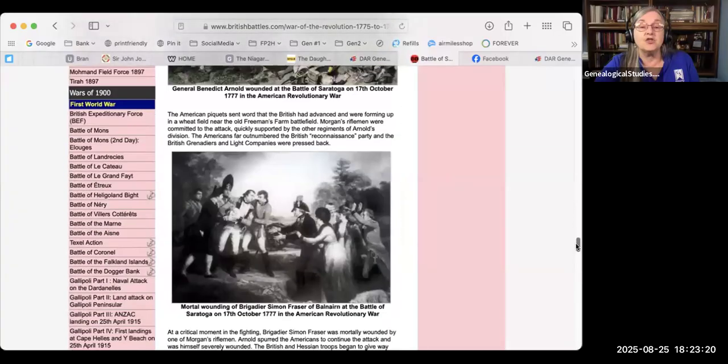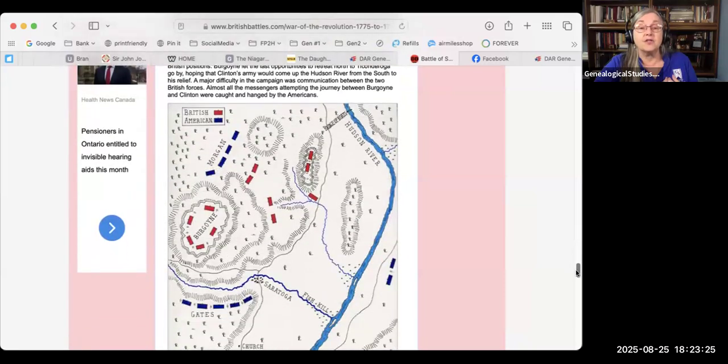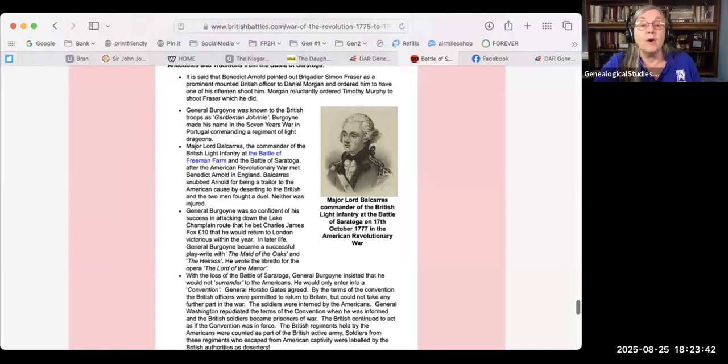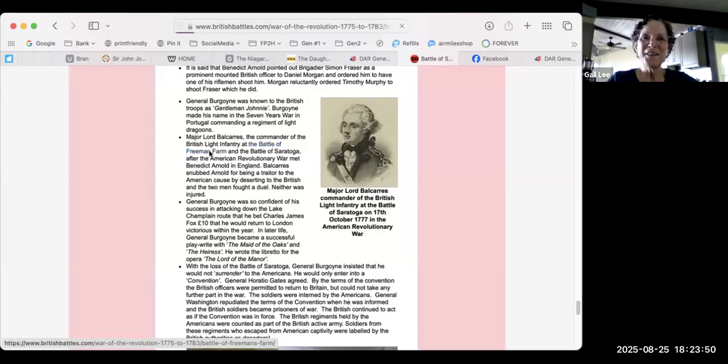It's building the history. So it's not only finding records for your ancestor, but how did they fit in, their participation in that historical event. So coming to websites like this, there it is, look, the Battle of Freeman's Farm. There you go. I want to click on it, but I can't.